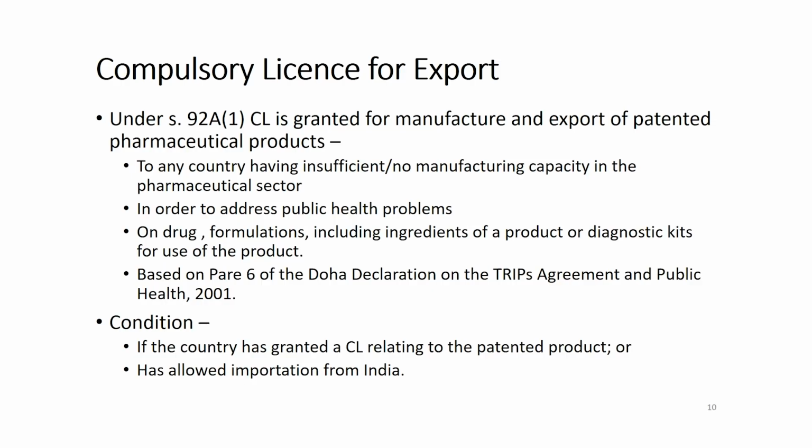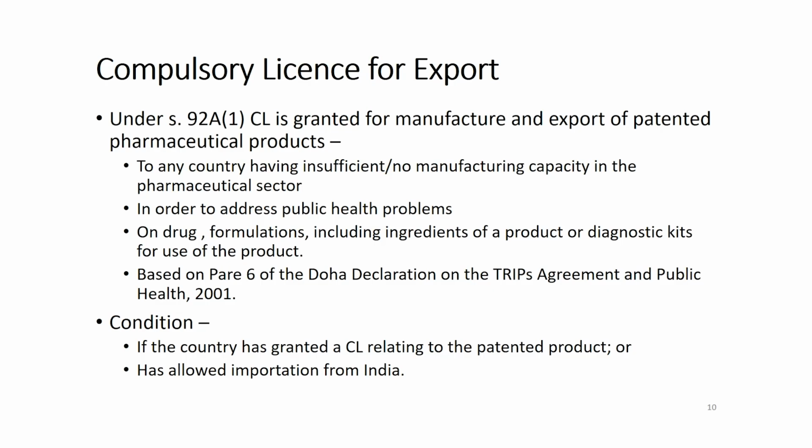Section 92A extends to drugs, formulations, diagnostic kits, everything. There are two conditions which have to be followed. So, a compulsory license in India can be granted to some company X to manufacture and export drugs to some country, for example, Malaysia, so as to address the public health issues in Malaysia, subject to two conditions.